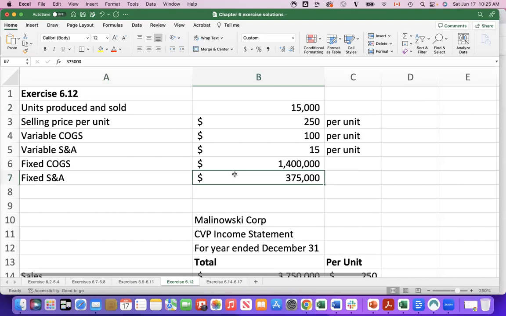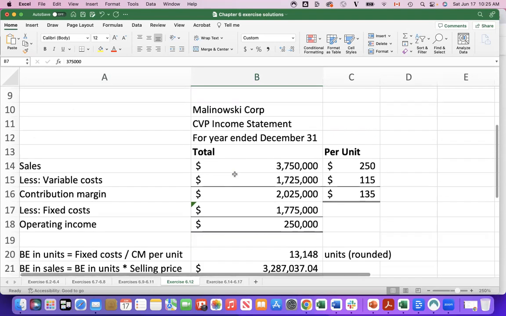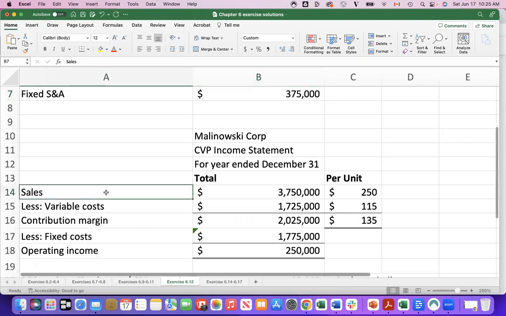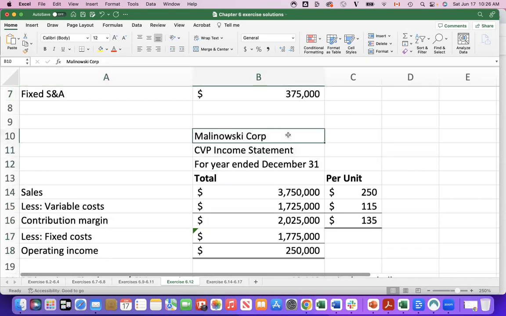Remember the general format for a CVP income statement. It's sales less your variable costs equals your contribution margin, less your fixed costs equals your operating income. And that's the format that we followed here. So a few things to note. One, the heading: you have the name of the company, you have the name of the statement. In this case, you could just write income statement. You don't have to put CVP income statement, but I just want it there so you're aware of the format of the income statement. And for the time period, in this case, it's for the year ended December 31st.